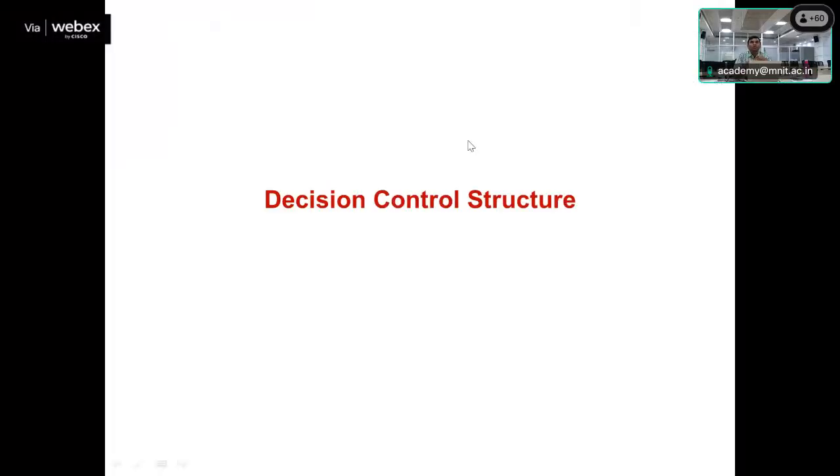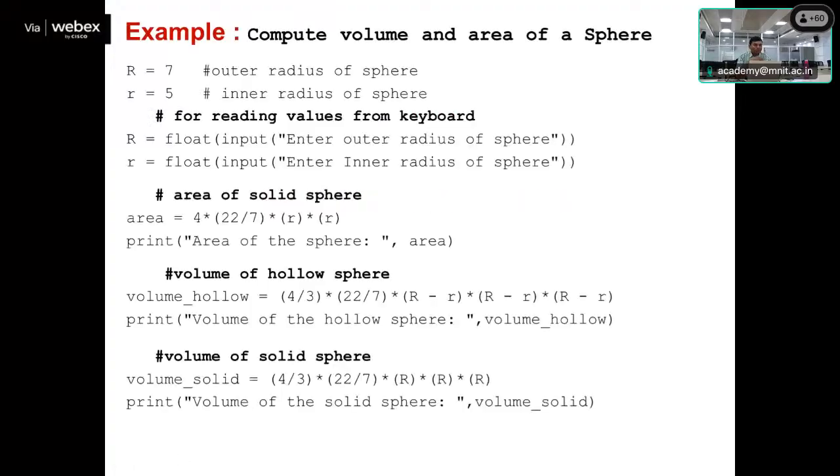Okay. So now we are going to come to another important concept of Python programming, where we are required to do some kind of decision making. Decision making is required there. So let us take one example which was implemented in Python, where we want to compute the volume and area of a sphere.